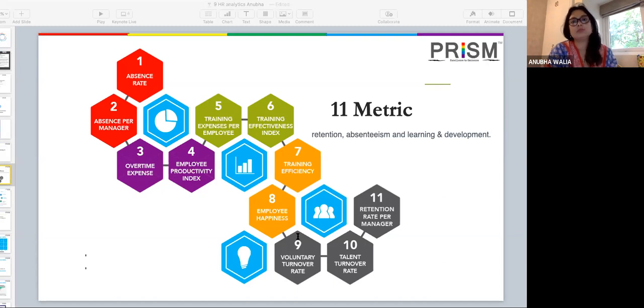Then we have retention rate per manager. Now, we love our manager metrics, I personally love it. Some managers do an amazing job engaging and connecting with their employees. Still, we know that many managers are not so good at retention. Retention rate per manager or division is a metric that helps you identify the ineffective managers.